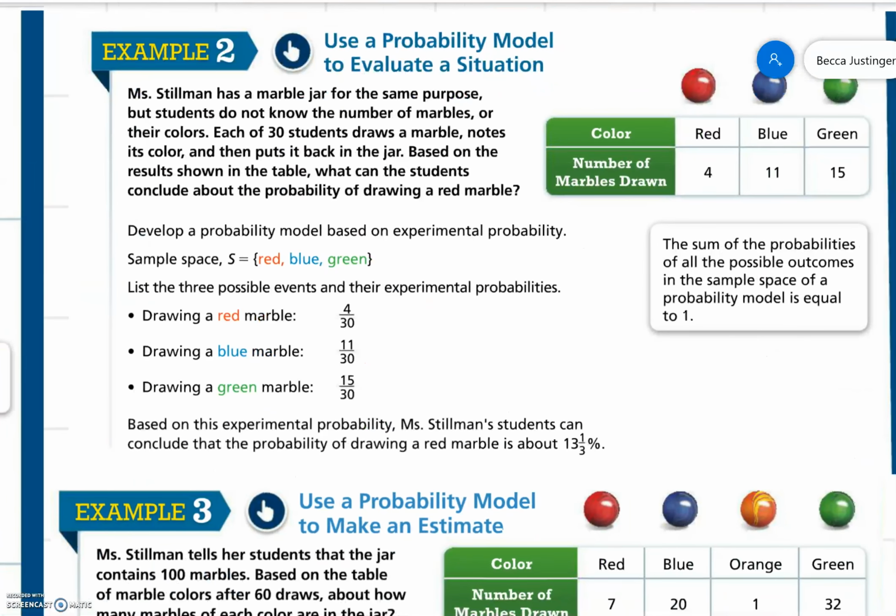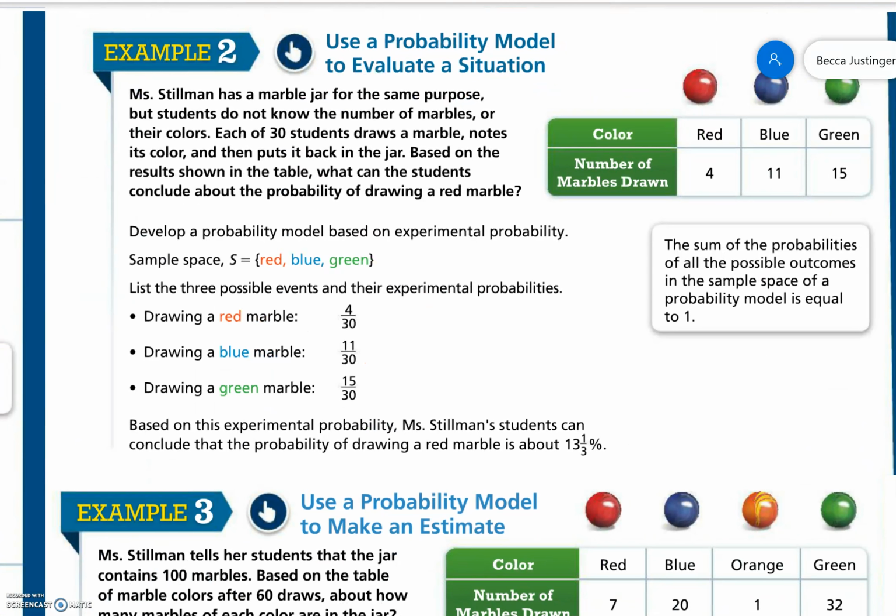Example number 2. Use a probability model to evaluate a situation. Ms. Stillman has a marble jar for the same purpose, but students do not know the number of marbles or their colors. Each of 30 students draws a marble, notes its color, and then puts it back in the jar. Based on the results shown in the table, what can the students conclude about the probability of drawing a red marble? So develop a probability model based on the experimental probability.